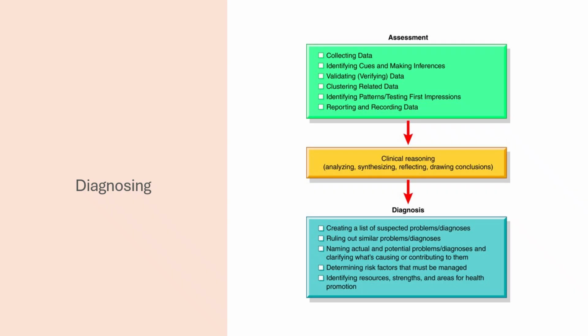This is the flow chart, figure 16-1, and it shows how this works. You start with assessment, collect the data, identify the cues, validate what you find, cluster related information, and test your first impressions. Then you move into clinical reasoning, where you analyze, synthesize, reflect, and draw conclusions. Finally, you arrive at diagnosis, where you create a list of suspected problems, ruling out similar ones, naming actual or potential issues, identifying the causes and contributing factors, and recognizing risk and strengths.